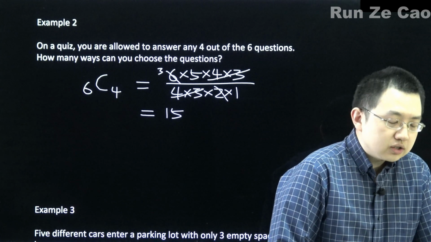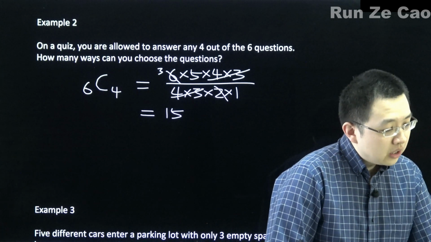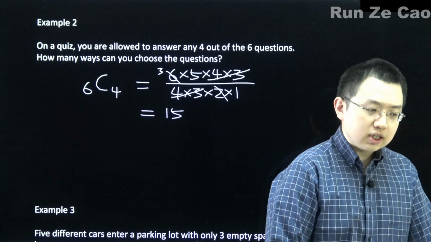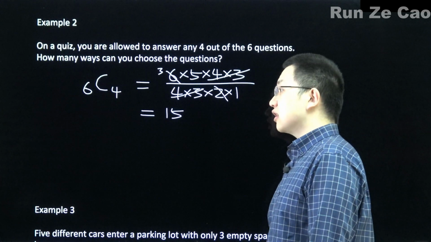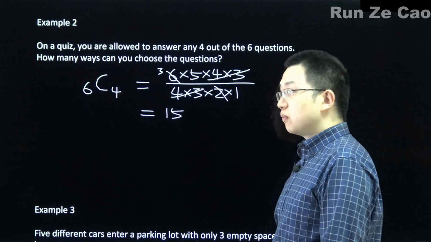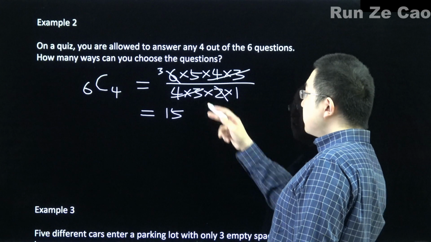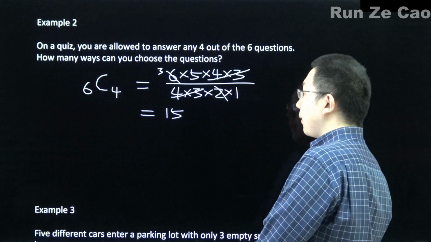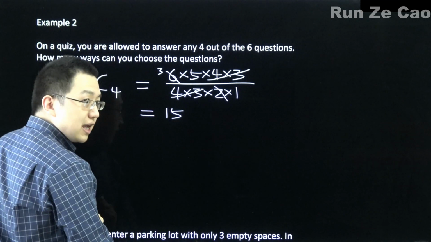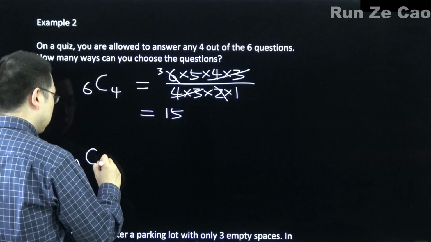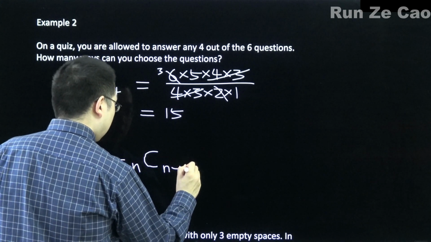Now there's an important issue here. What happens if we were asked, you are allowed to choose to not answer any 2 of the 6 questions? That would be 6 choose 2. And we would have 6 times 5 divided by 2 times 1, and we would come out to exactly the same number. This is a rule of combinations. N choose R is equal to N choose N minus R.